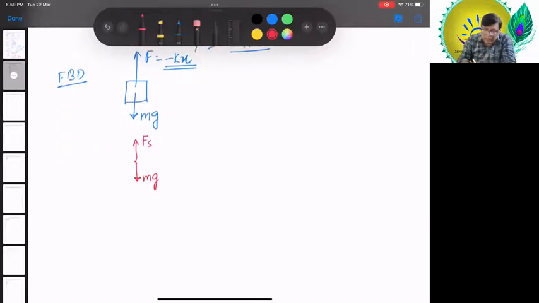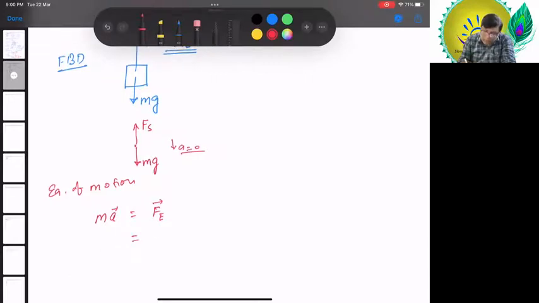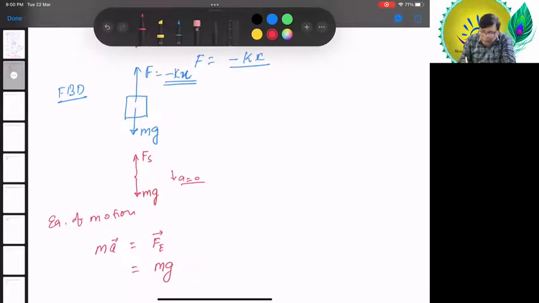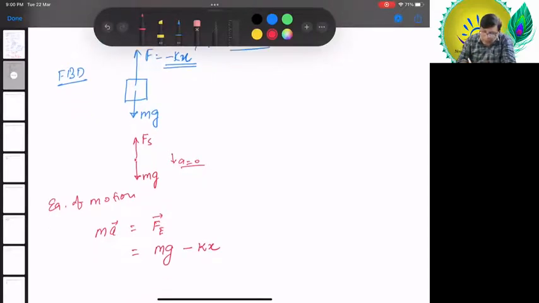So now what will be the equation of motion? Let us consider that acceleration is downward. Let us say this acceleration a is equal to 0. So according to second law of motion, ma is equal to sum of all the external forces applied on the object. So here this mg is downward and minus kx will be the spring force. Now acceleration is 0, so we have to take this as 0.